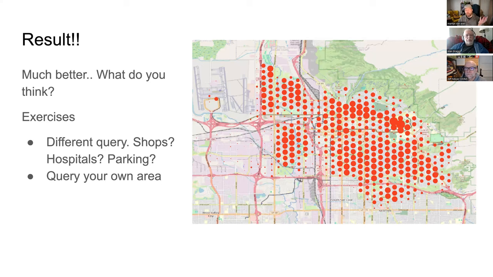You can try something bigger, probably not an entire country. That will be hard to download from the OSM server. It's too much data, and it will probably say no, to be quite honest. You can query your own area and do your own. So you can start with the examples that I did, but you can also look at that symbology menu.